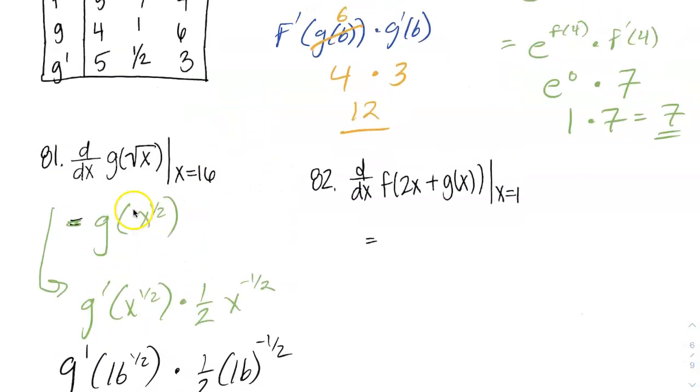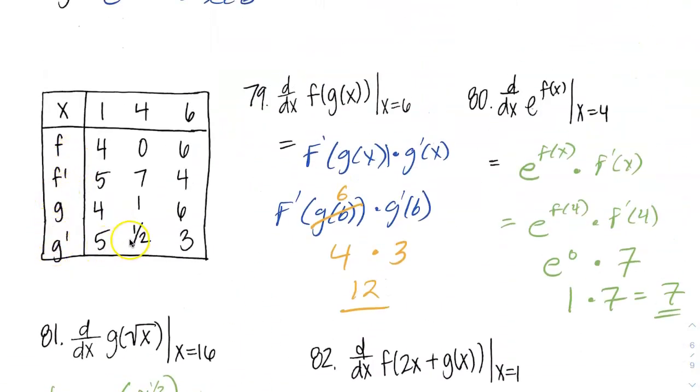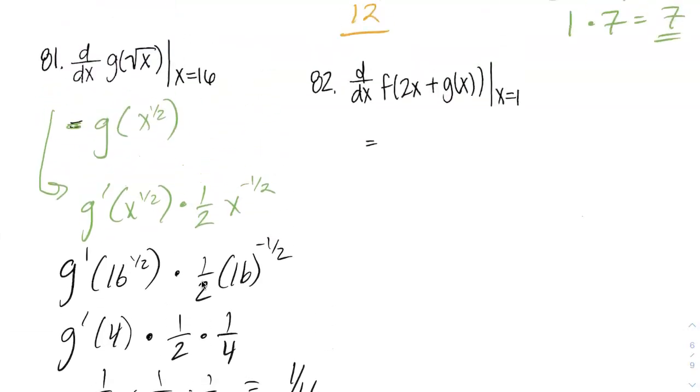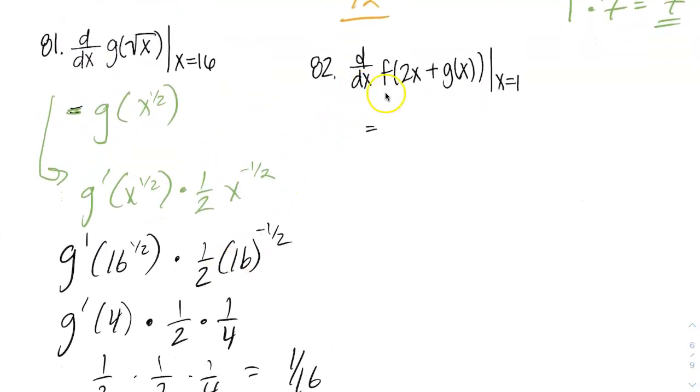G prime of 4, I don't know what that is. G prime of 4 is 1/2. It's all fractions here. So 1/2 times 1/2 times 1/4. Remember, all you do is multiply them. So 1/4 times 1/4 is 1/16. So there we go. Over here, so we're taking the derivative of this. Is it missing? No. Okay, so I was confused if it was like 2x. Okay, so it's f of all this is in my inside. So it's a chain rule.